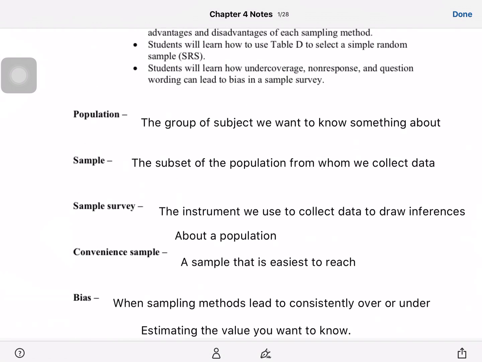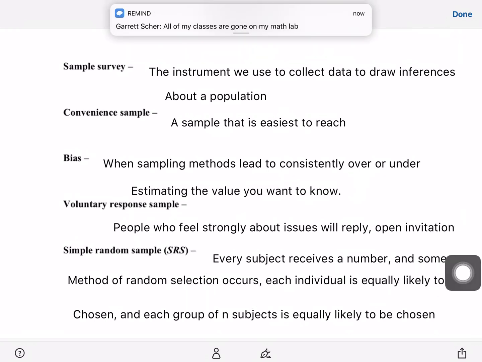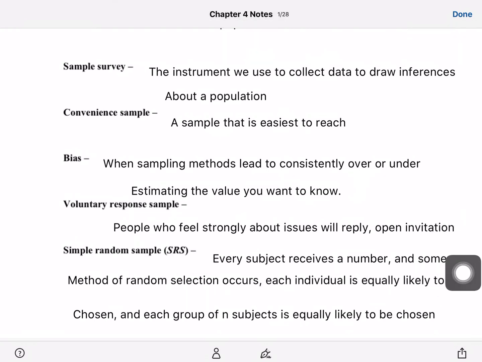Okay, so we've got population, so that's the first thing we need. We've got a sample. We have a sample survey. That's the instrument we're going to use to learn the information. We have to choose the sample, so do we do it by convenience? Do we do it by voluntary response? Do we do a simple random sample?